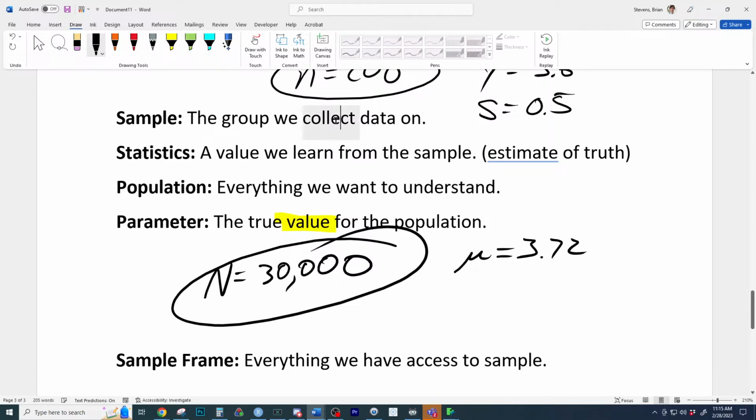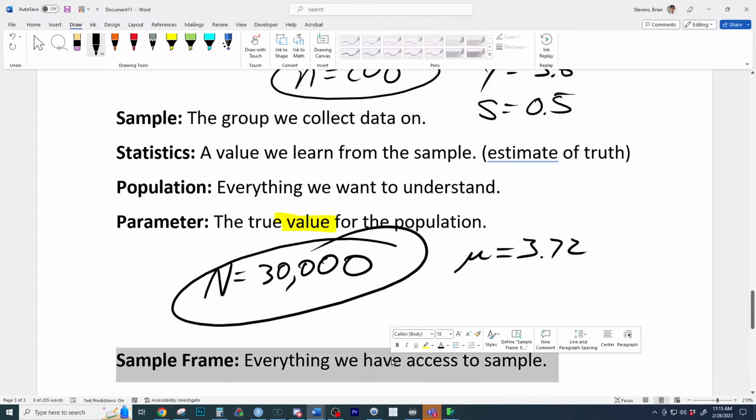So the sample is what we're going to take data from. Now, the sample frame is anyone we could speak to.